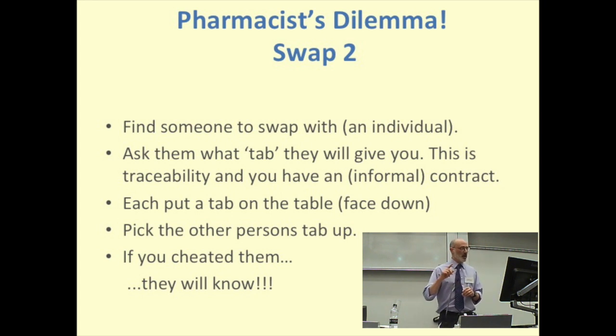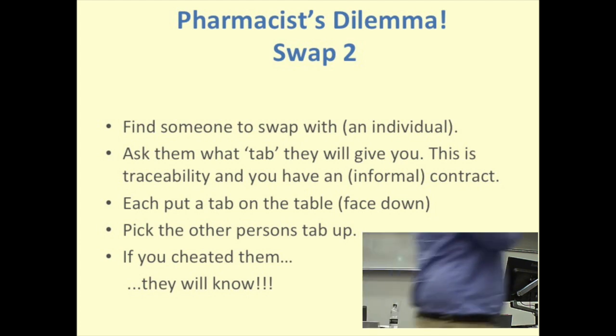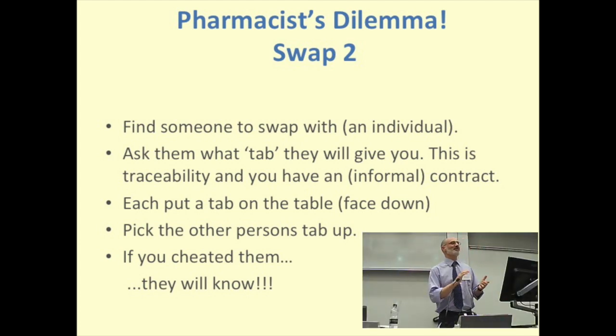Put the tab face down on the table and pick up the other person's tab. Remember, if you cheat someone, they'll know who it is. So if you do that just now, I'll give you 20 seconds. So what, I can lie about what I put down? Yeah. Right, okay. So what you put down? Okay, just another 5 seconds.